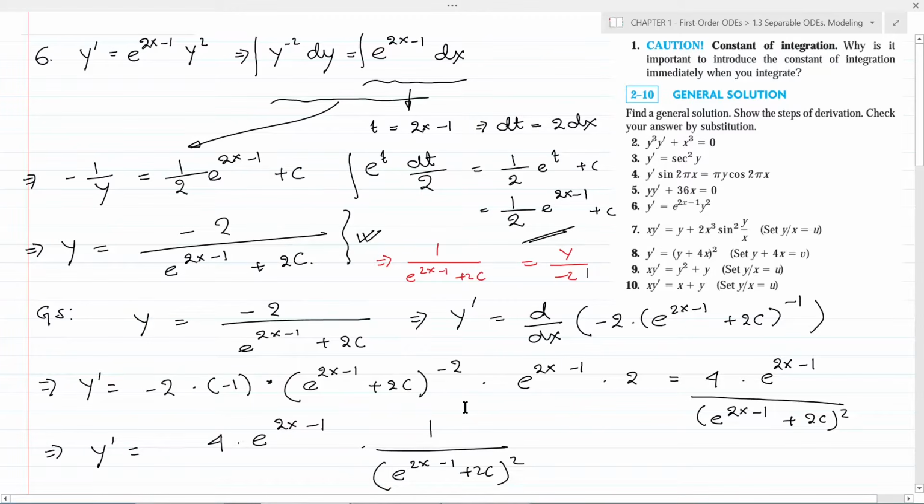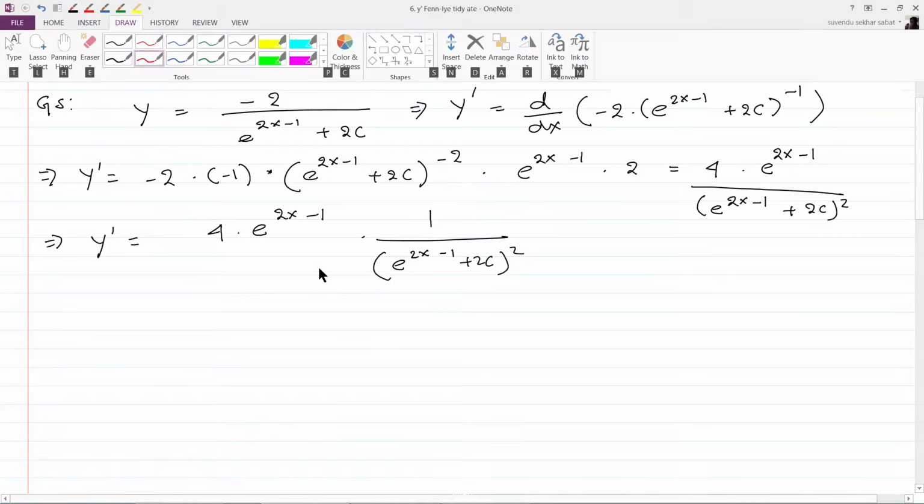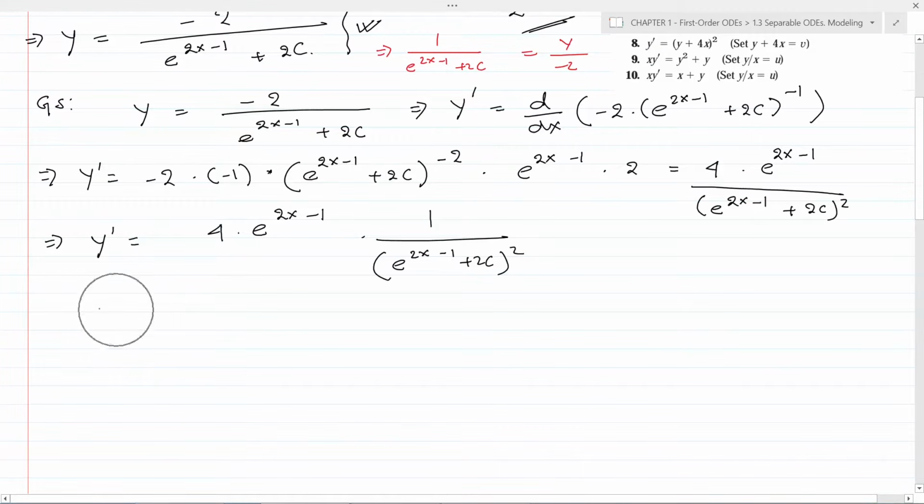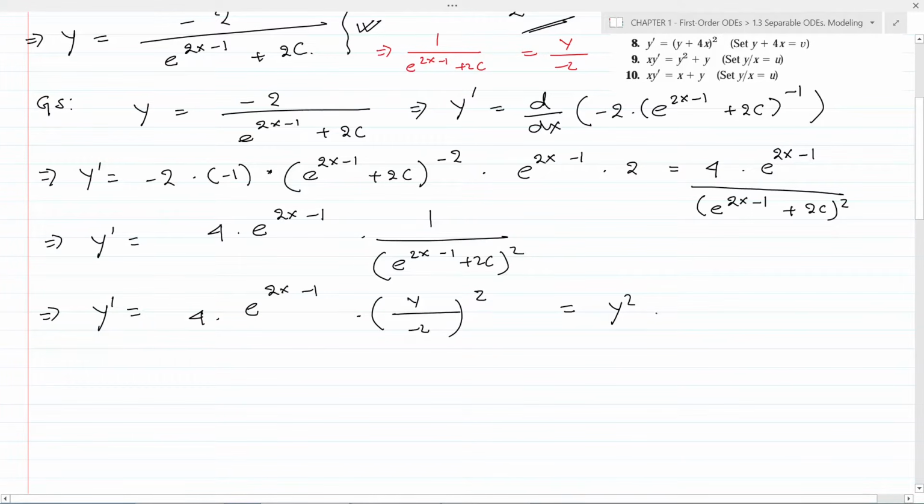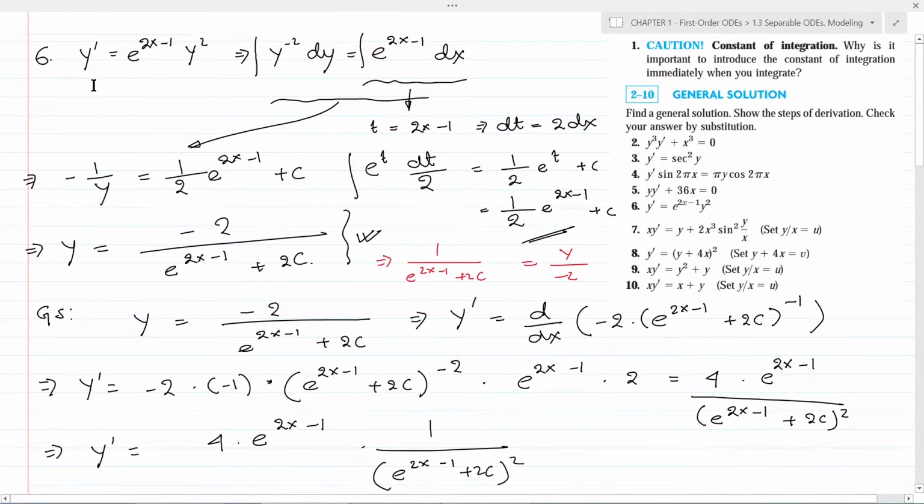This we can substitute in here and we can write, this implies y dash is equal to 4 multiplied by e to the power 2x minus 1 multiplied by (y by minus 2) whole square, which is equal to y square e to the power 2x minus 1. And we see that this was the original ODE, that is y dash is equal to y square multiplied by e to the power 2x minus 1. So this general solution that we got is correct.